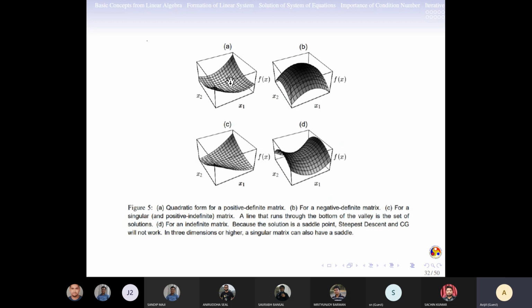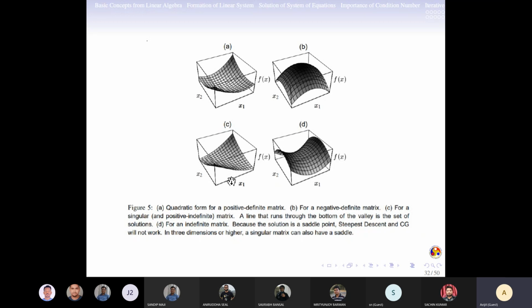Here you can see if A is a positive definite matrix, then the figure will look like this. If A is a negative definite matrix, then the figure will look like this. In that case, you can find the maximum point. For positive definite, that gives the minimum point. For negative definite, that gives the maximum point.